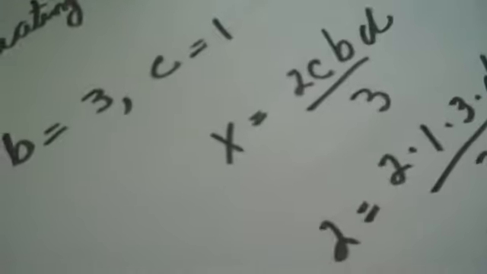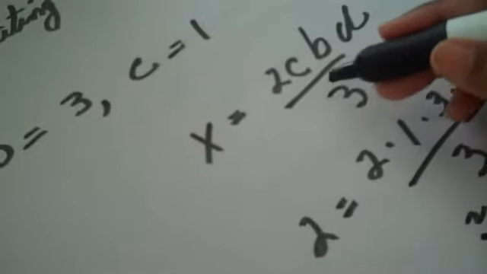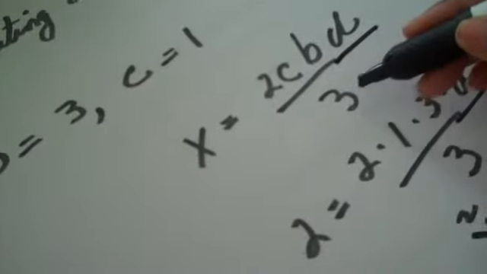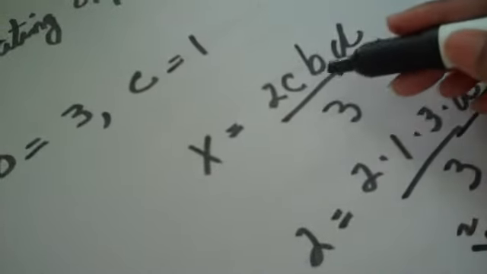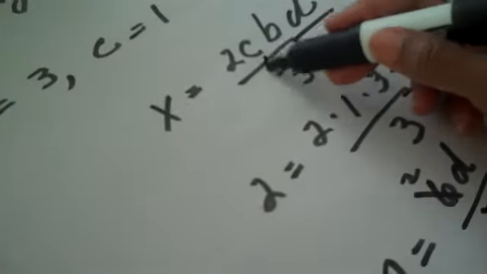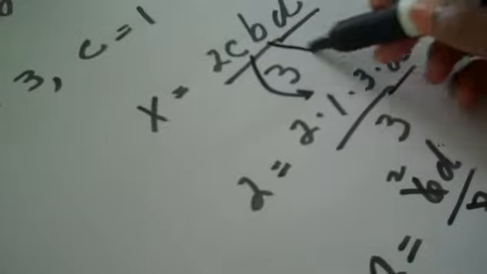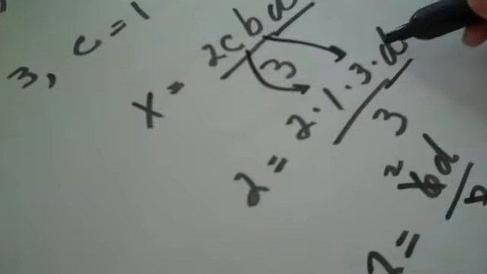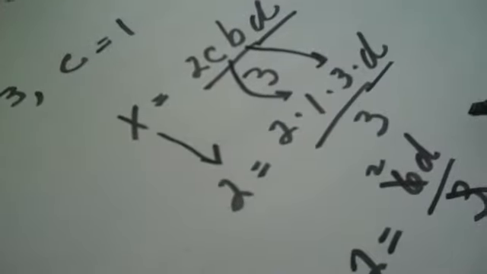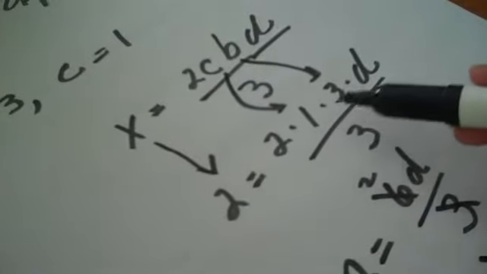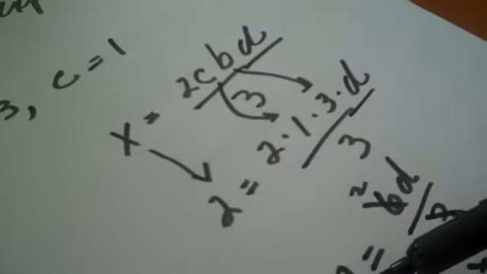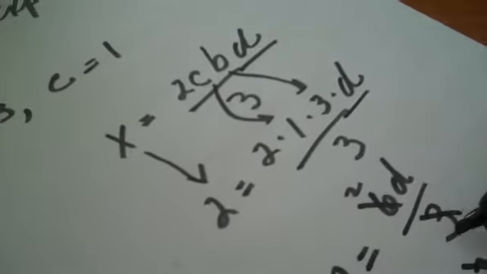So our original problem is x equals 2cbd over 3. 2 times c times b times d. So we plug in our values. C is 1. B is 3. And d we don't know. And we know that x is 2. So then if we multiply 2 times 1 times 3 times d, we'll get 6d. And then this 2 comes straight down, and it's divided by 3.